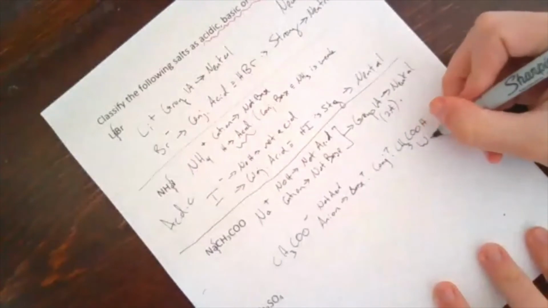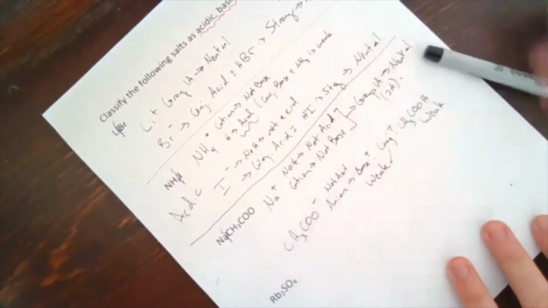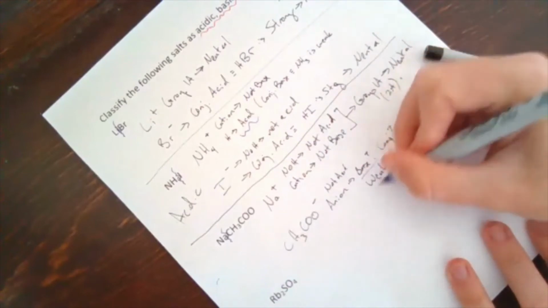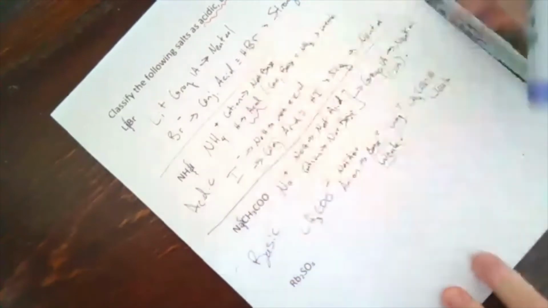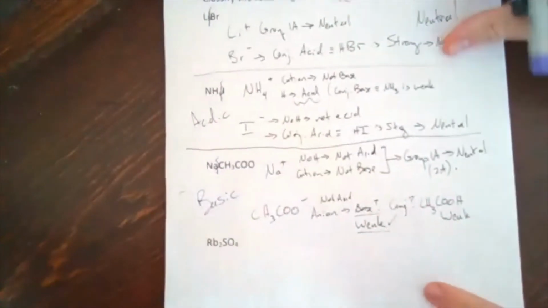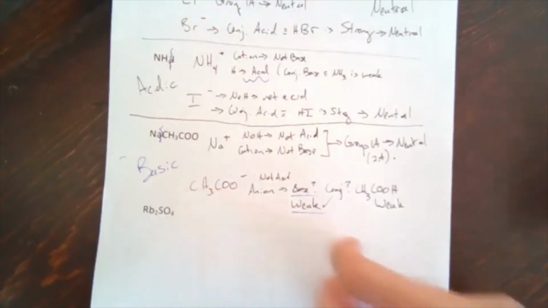This is weak, which means this thing is a weak base. So, yep, this thing's a base. Acetate is a base. This is a basic salt. So if you dissolve sodium acetate into solution, it will be a base. It will raise the pH of solution because you're putting in a weak base.